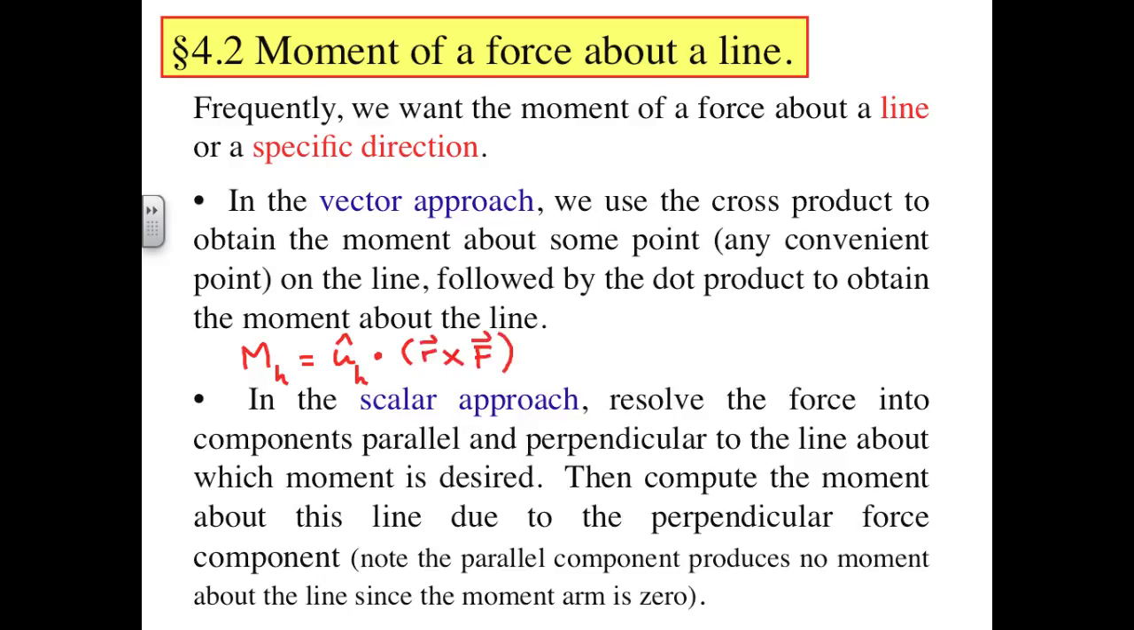The scalar approach is more visual. It requires identification of a point on the line of action of the force in addition to the hinged axis. The hinged axis, a line, and the point on the force's line of action defines a plane. We then proceed as follows. First, we resolve the force into components parallel and perpendicular to this plane. Second, we observe that the parallel component has a line of action that either intersects the line defining the hinge or is parallel to the hinged axis.